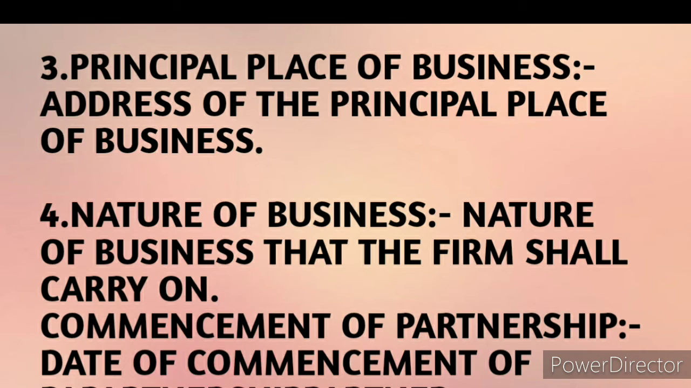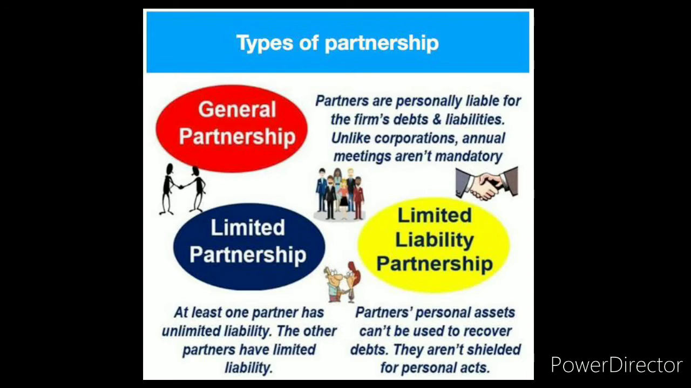Third is principal place of business. Address of the principal place of business means where they are establishing their firm and business. Next is nature of business. Nature of business that the firm shall carry on. What type of business are they starting, in the form of general partnership, limited partnership, limited liability partnership, or limited liability limited partnership. There are some kinds of partnership business, and what kind of business they are going to start is all mentioned in the partnership deed.